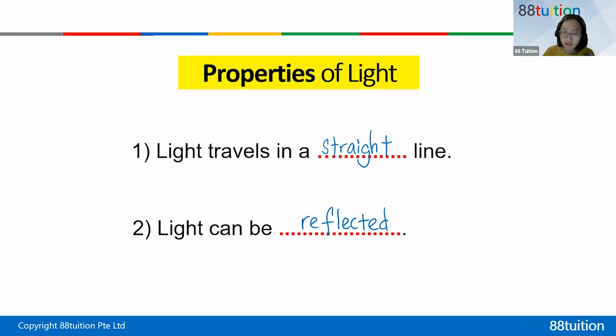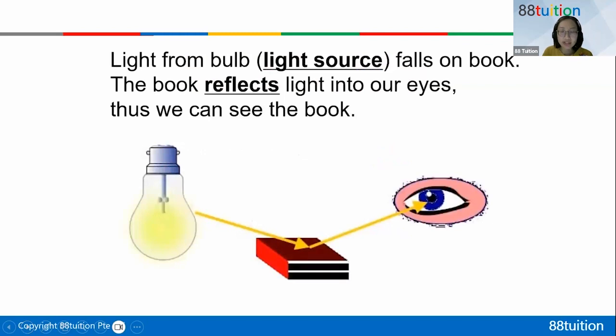All right, so this is our first concept slide. Light travels in a straight line, light can be reflected. All right, then we move on to the next one. These are just quick concept slides before we jump into the tutorial questions, all right? Light from the bulb falls onto the book, okay? And then the book reflects light into our eyes. That's how we can see the book.